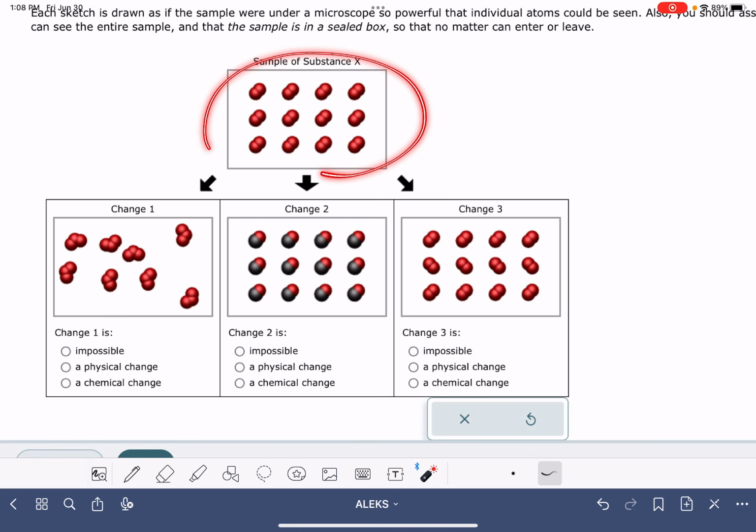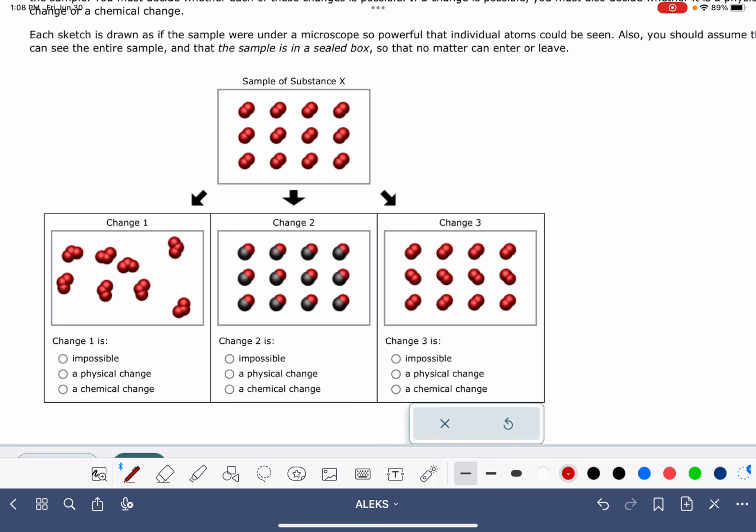So saying that we have this sample, it undergoes three different possible changes, and our job is to determine if the change is physical or if it is chemical or if it is impossible. Now, one of the things that you need to pay attention to in this problem is that it says the sample is in a sealed box. So that means that every single atom that you start with in the original sample, every one of those atoms has to be accounted for after the sample undergoes change, and also no new atoms can be introduced. So it says here no matter can enter or leave.